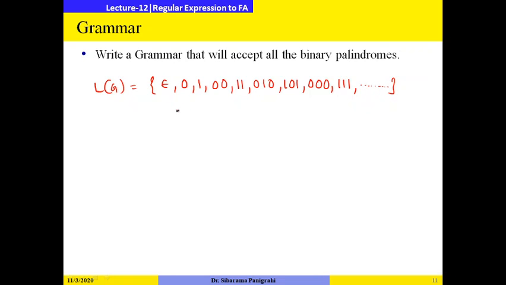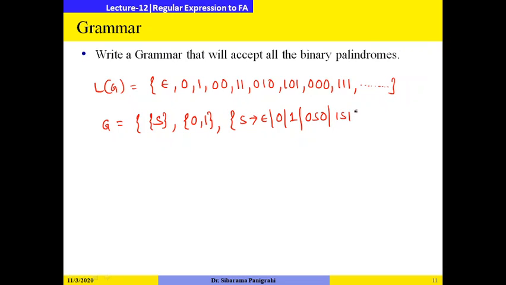So now here you see what should be the grammar for this one. We have already done it for the previous one. So here S will be the start symbol, as well as the single variable. The terminals will be 0 and 1, and the productions will be S gives epsilon, or 0, or 1, or 0S0, or 1S1. And here the start symbol will be S.